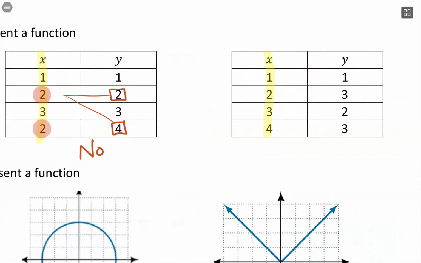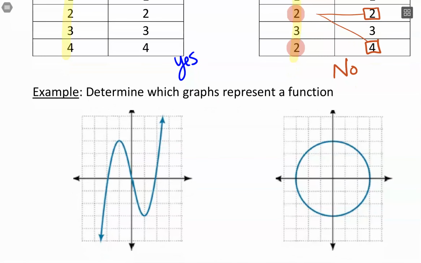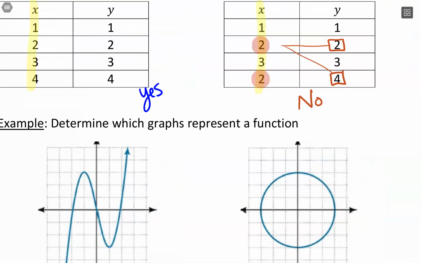And for our last one, we have x values of 1, 2, 3, 4. And that works great. Even though we can see repeat y values, that doesn't matter. That's totally fine. It's just we can't have repeat x values. That's a yes.